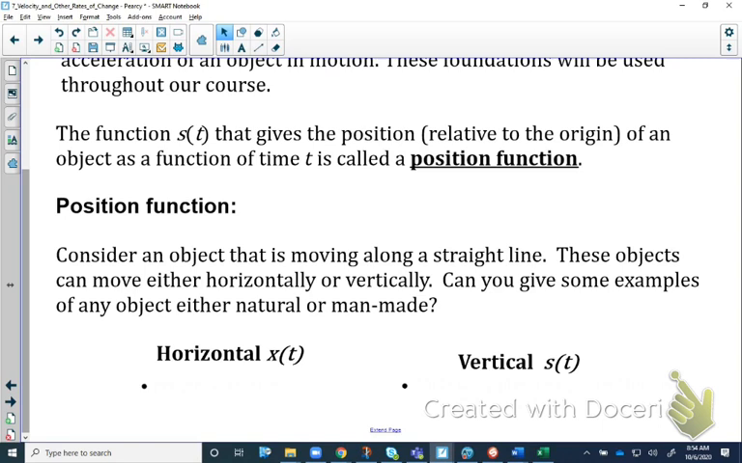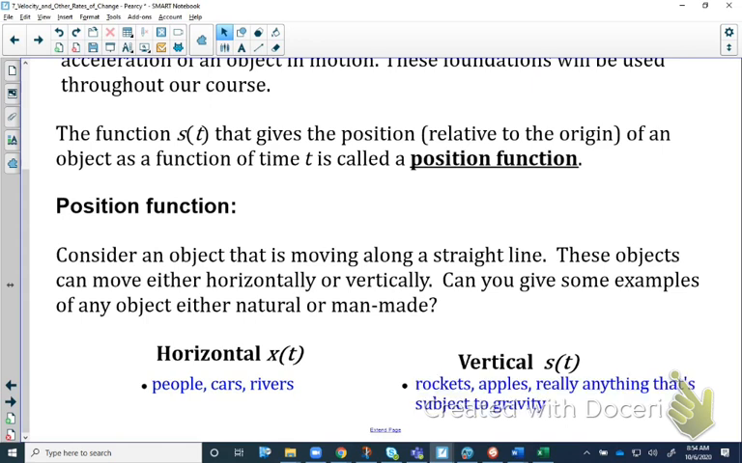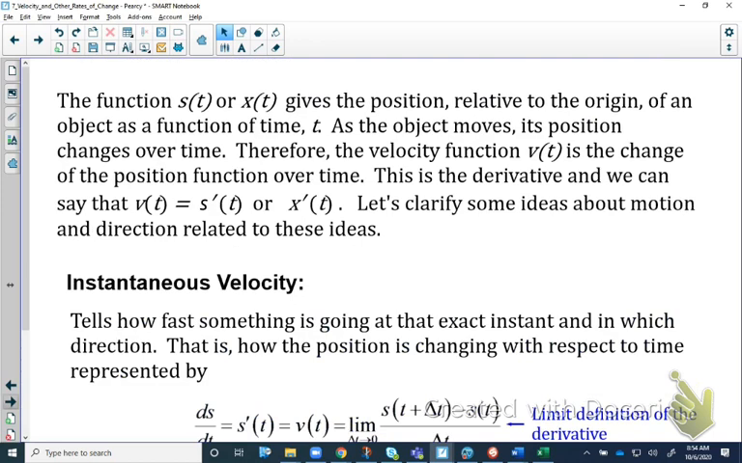And here, consider an object is moving along a straight line. These objects move either horizontally or vertically. So horizontal or vertical motions, take a moment and think about things that could be horizontal or vertical. Here, horizontal motion, most things that you can use for locomotion, and vertical, basically anything that's subject to gravity could be used for vertical motion. So the function s of t or x of t is going to give the position function. A lot of times you'll see it as s of t, but sometimes you'll see it as x of t.